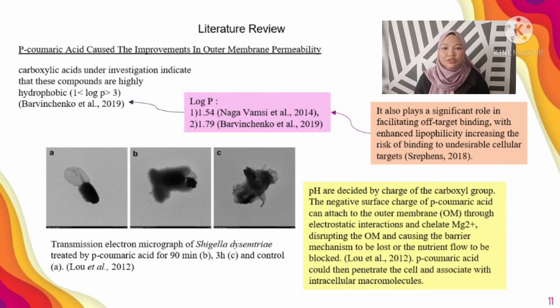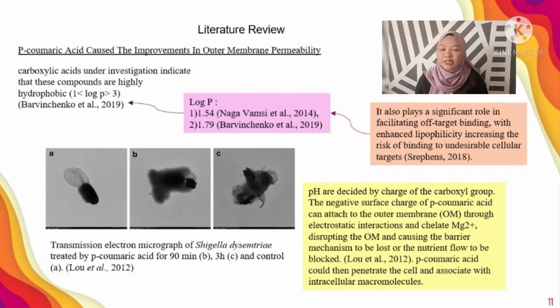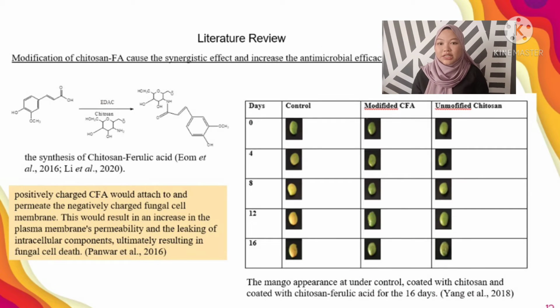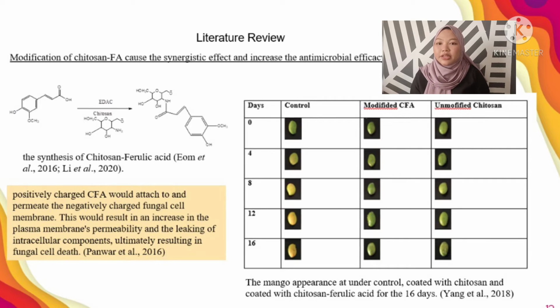Under electron microscopy, after 90 minutes of therapy, para-coumaric acid could trigger minor cytoplasmic leakage. Three hours later, the membranes of para-coumaric acid treated cells started to burst and cellular content began to leak greatly. Membrane disruption. Next, the modification of chitosan with ferulic acid caused a synergistic effect and increased the antimicrobial efficiency.